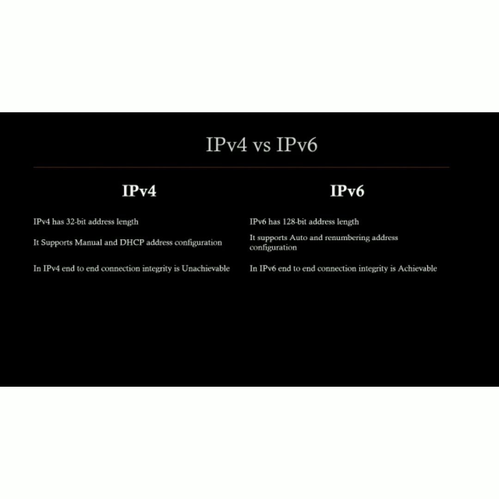In IPv4, end-to-end connection integrity is unachievable. In IPv6, end-to-end connection integrity is achievable. Integrity means completeness of data. In IPv4, there may be a chance of loss of data, whereas in IPv6 there is no such case, which means that IPv6 is more secure than IPv4.